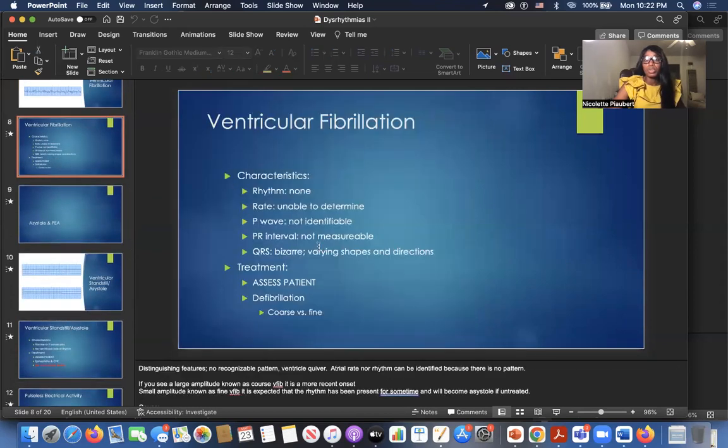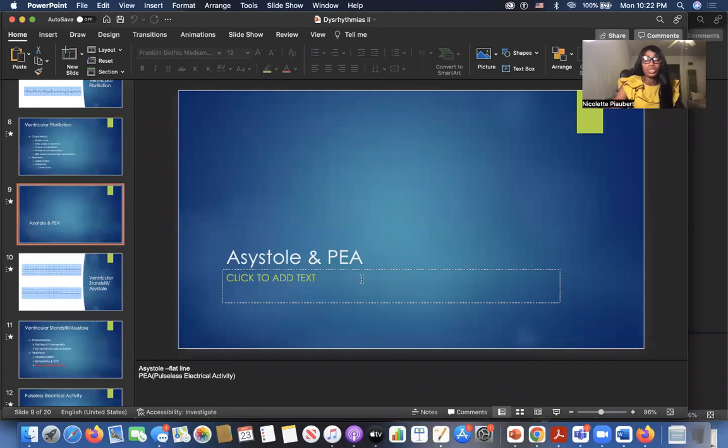So for ventricular fibrillation, we are defibrillating them, right? If they need it, we have to do CPR on them, right? And we want to get them out of this rhythm. And then we see asystole. This is what we're trying to prevent.